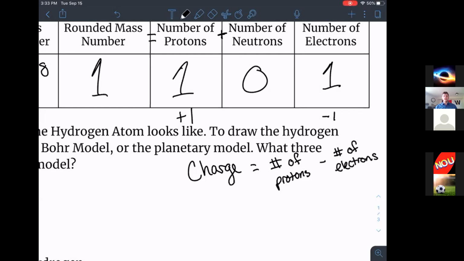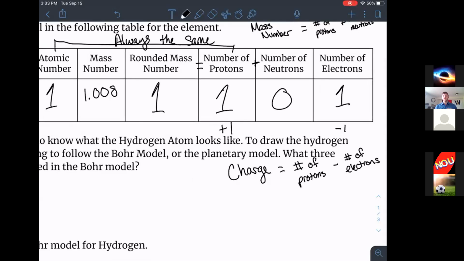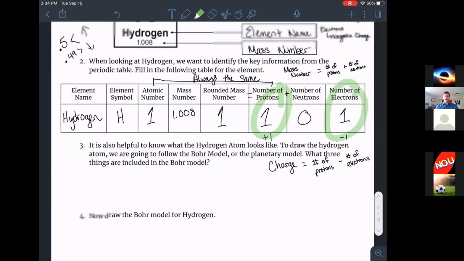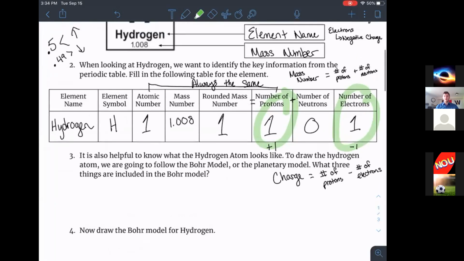And neutral atoms, which for right now is all the atoms we're going to be talking about, are going to have no charge, 0 charge. So we want them to add up to 0. So for now, should our protons and electrons be the same or different? The number of protons should equal the number of electrons because we want no charge. Unless you're told otherwise, the protons and electrons should be equal. Are there any questions on anything we've done so far? Nope.